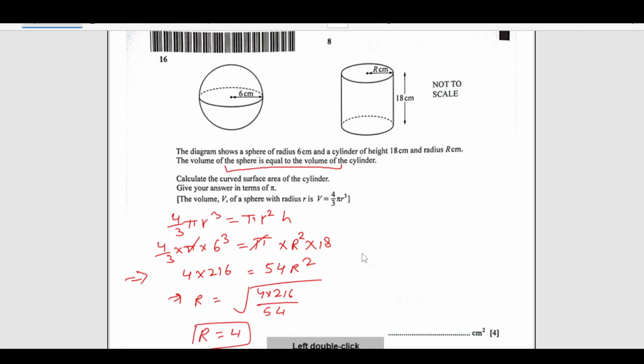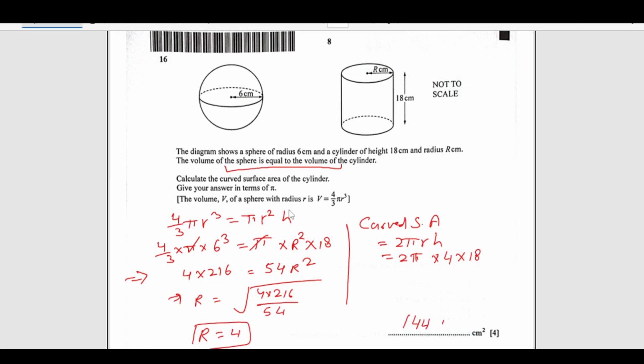So now we are looking for the curved surface area. So the curved surface area will be 2 pi RH of the cylinder. That's the formula. So 2 pi, he said answer should be in terms of pi. So we are not substituting the value of pi and R is 4 times 18. So this will be 144 pi.